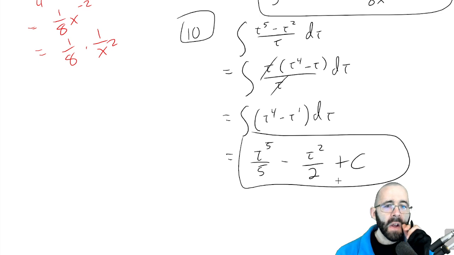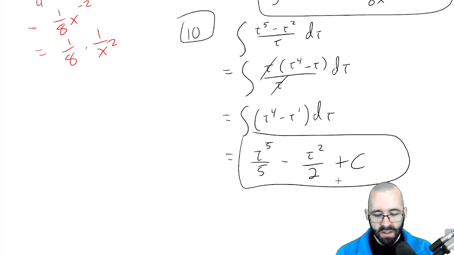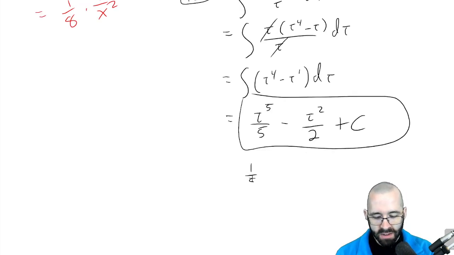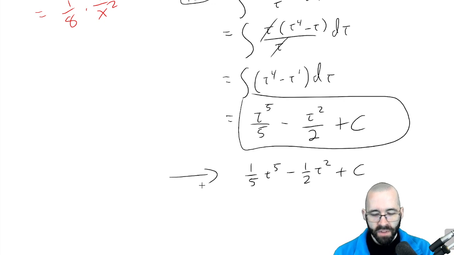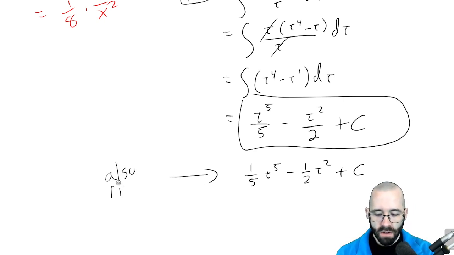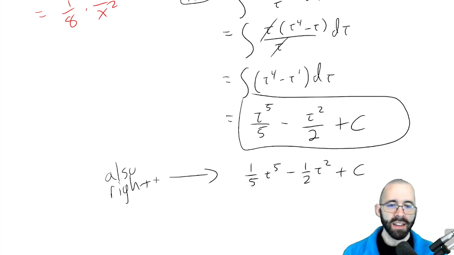I don't really like looking at fractions this way. So I usually rewrite my answer as 1/5 t to the 5th minus 1/2 t squared plus c. This is what I prefer. They're both right. I just think the second thing looks easier.